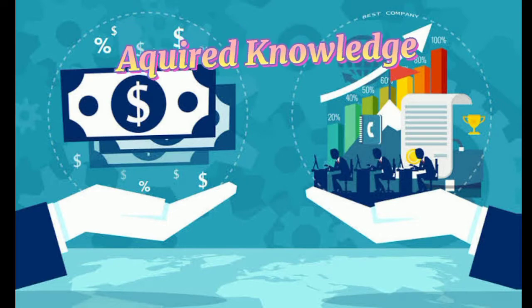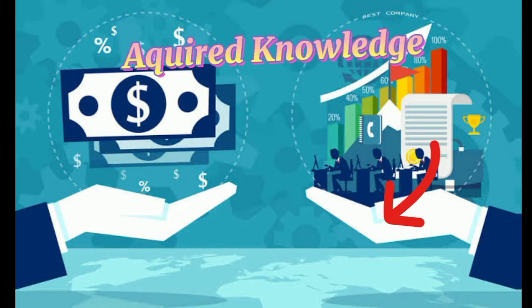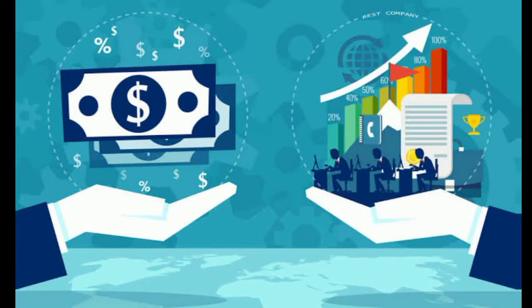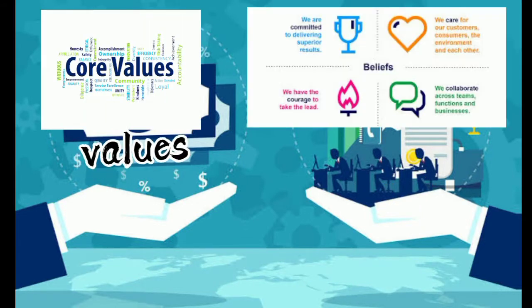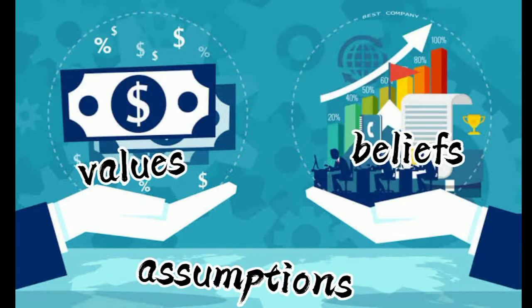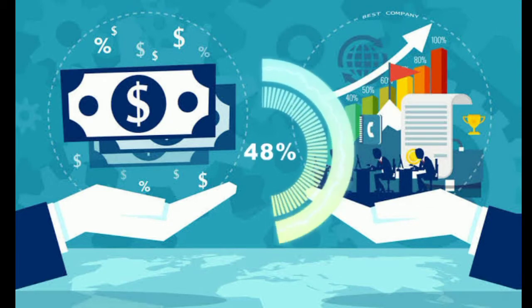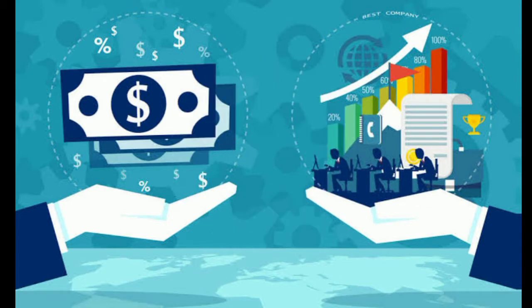Culture is an acquired knowledge that people use to interpret experience and generate social behavior. It is also rooted in the values, beliefs, and assumptions shared in common by a group of people. It also influences how information is being processed.